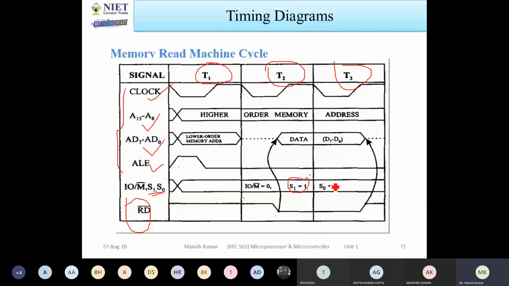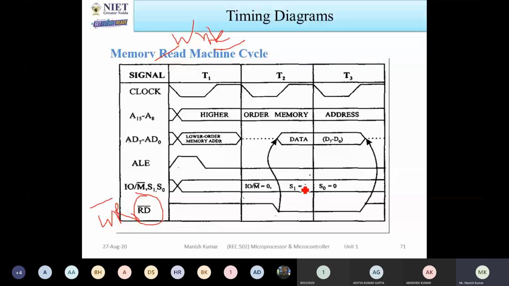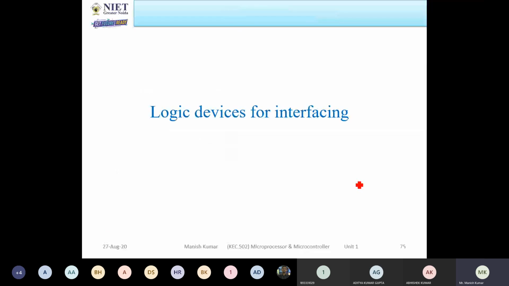In the same way, if we are talking about the write cycle, in place of read you have to do write, and you have to change the values of S1 and S0. You have to invert them. S1 equal to 0 and S0 equal to 1. That's the thing. Okay? Got the idea? Or do you have any doubt? No, sir.